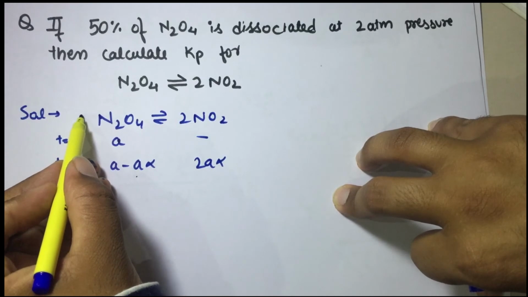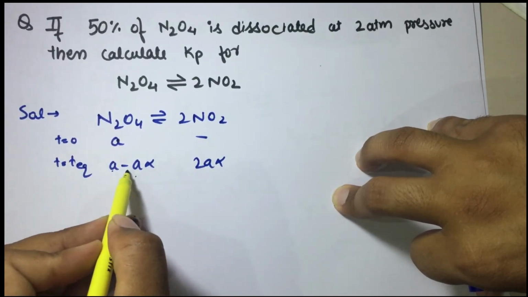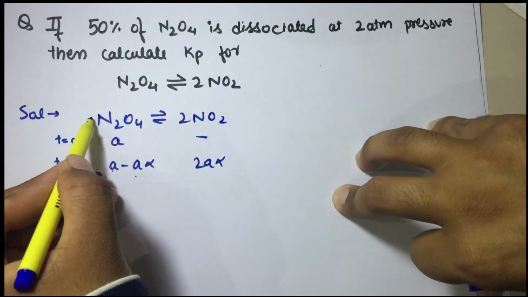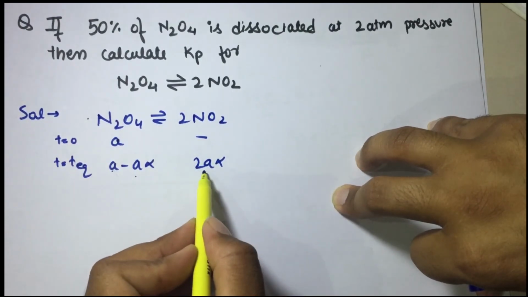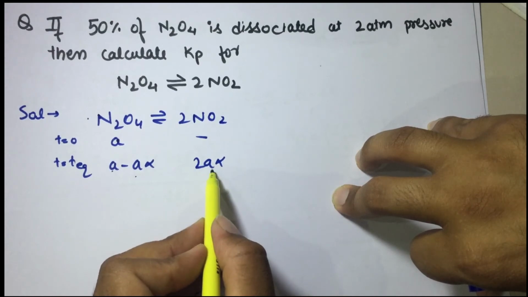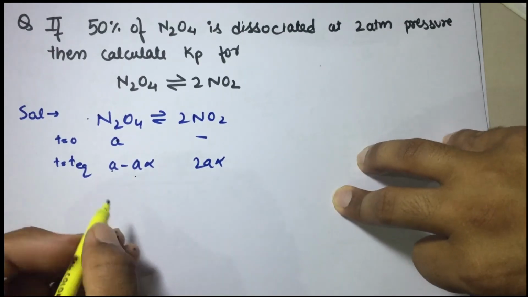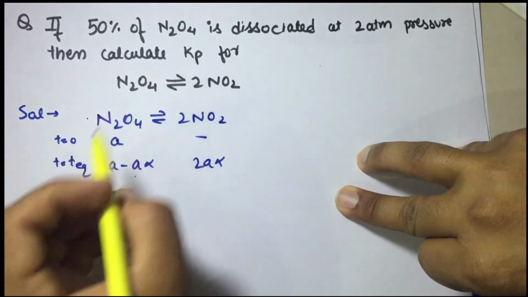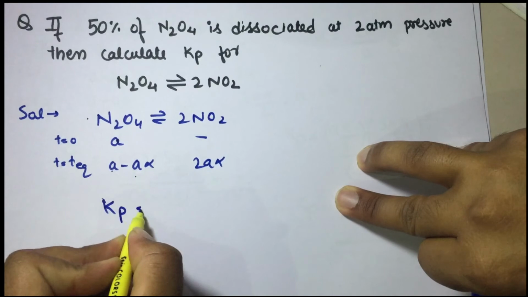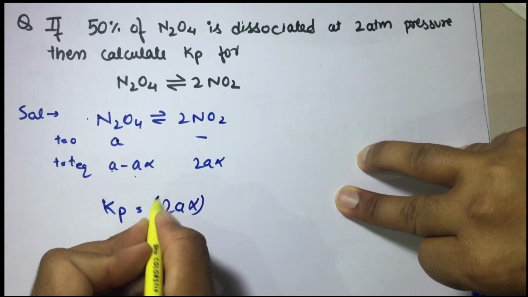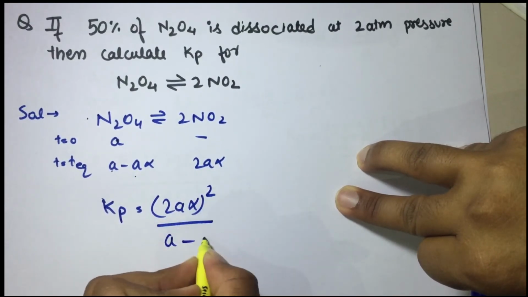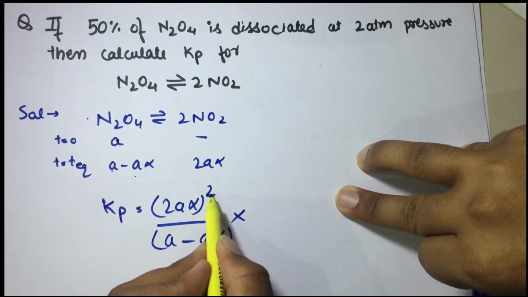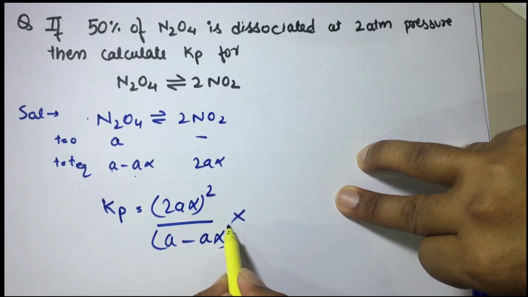Suppose here we have N, so it will become A minus A alpha divided by the stoichiometric coefficient of the reactant. So here we will have A minus A alpha by N. Okay, so now we write the expression of Kp. So Kp will be 2A alpha to the power 2. In the denominator we will write A minus A alpha. We have 2 terms in the numerator and 1 term in the denominator.